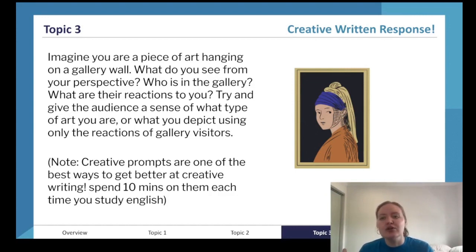So you're going to imagine that you're a piece of art hanging on the gallery wall. You're up on the wall, your piece of art. What do you see from your perspective? Who is in the gallery, and what are their reactions to seeing you?